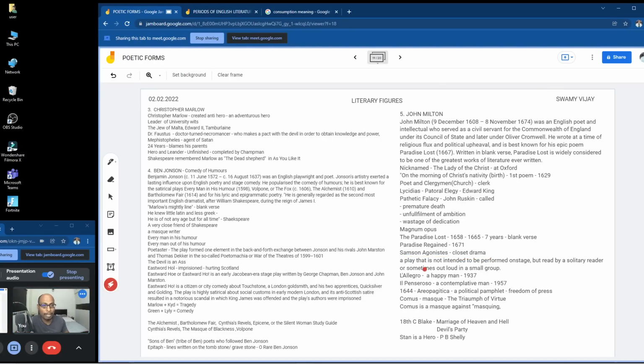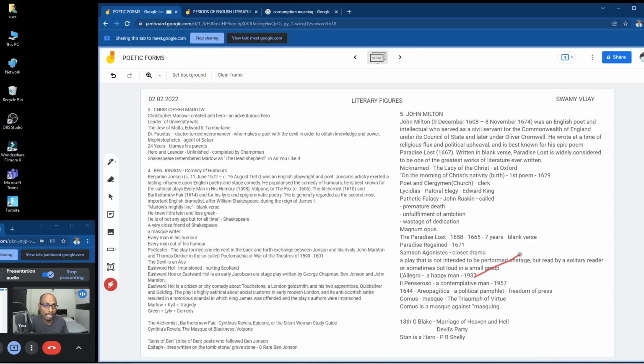It is written by Milton and it is for reading purposes only. It is not meant to be enacted and performed on the stage. And then he had written two poems. How do you pronounce this one? Il Allegro and Il Penseroso. Il Allegro is a happy man, and Il Penseroso is a contemplative man. So in this poem he discussed the happy man, and in Il Penseroso he discussed a contemplative man.